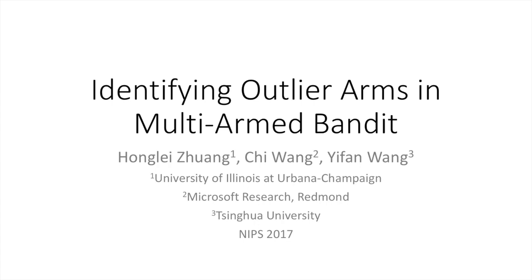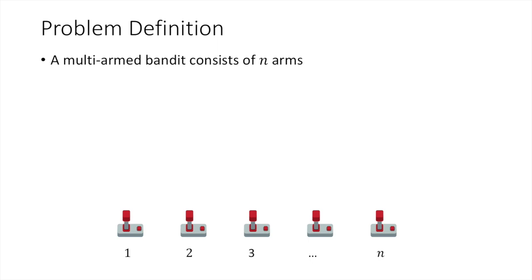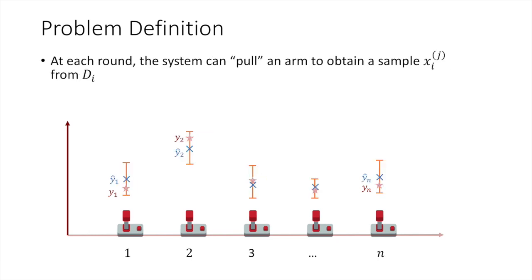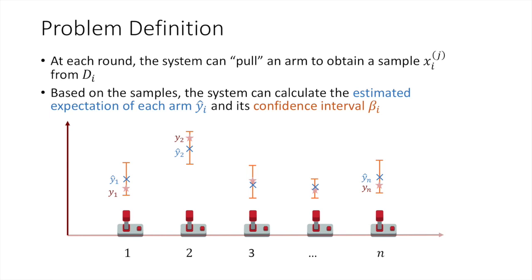We introduce a novel problem, identifying outlier arms in multi-arm bandits. A multi-arm bandit has n arms. Each arm has a distribution to generate rewards, which is unknown, and it has to be estimated by pooling the arms and obtaining samples from the distribution.